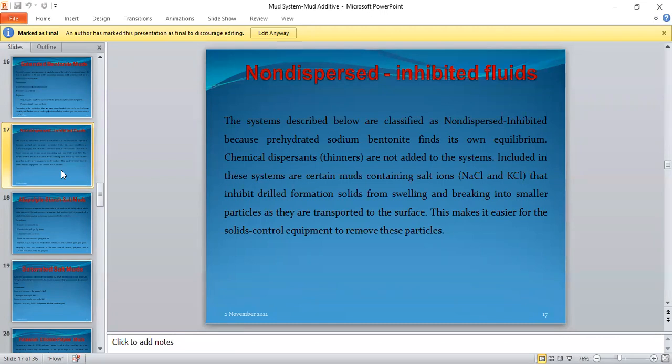Because they don't take water, we prevent them from taking water. As the bit drills them, they will come out like that, and as they come out in lumps, the solids control equipment can remove them. But if they swell and take water and wash themselves inside the mud, it is difficult to remove. So non-dispersed inhibited fluid systems do not have thinners, but they have salt that inhibits the formation.